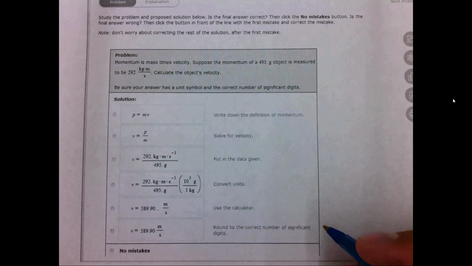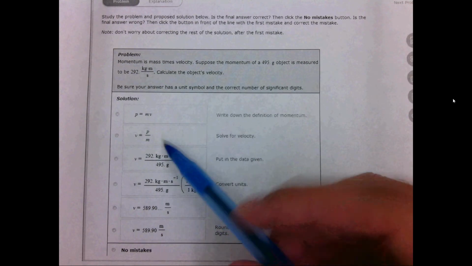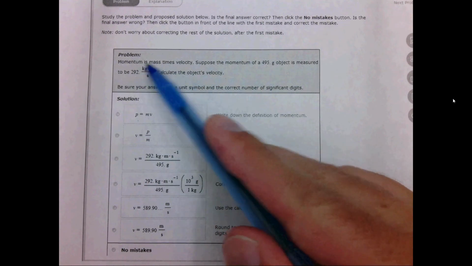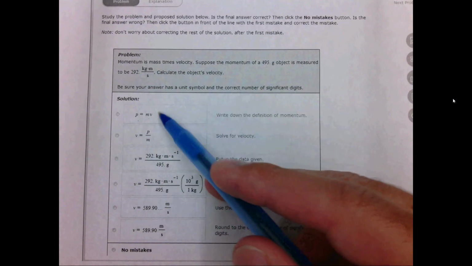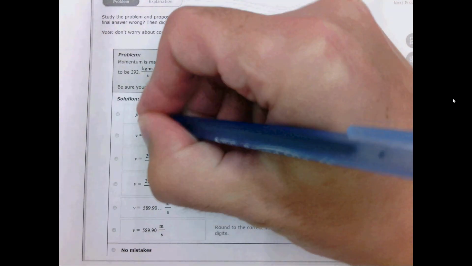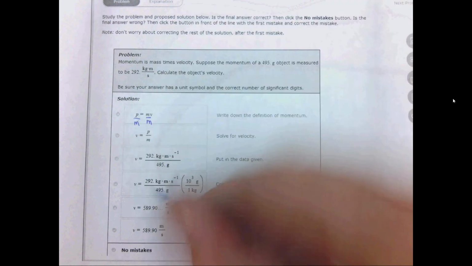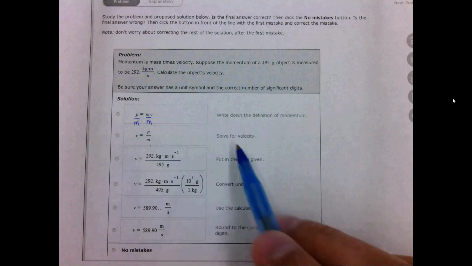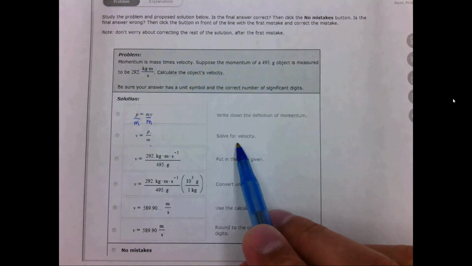number of sig figs. So here we have momentum p equals mv, which is given in the problem. Momentum is mass times velocity, so there's nothing wrong with that. We then rearrange the equation by dividing both sides by m, like so, and we get v, velocity, equals momentum over mass. So this is absolutely correct.